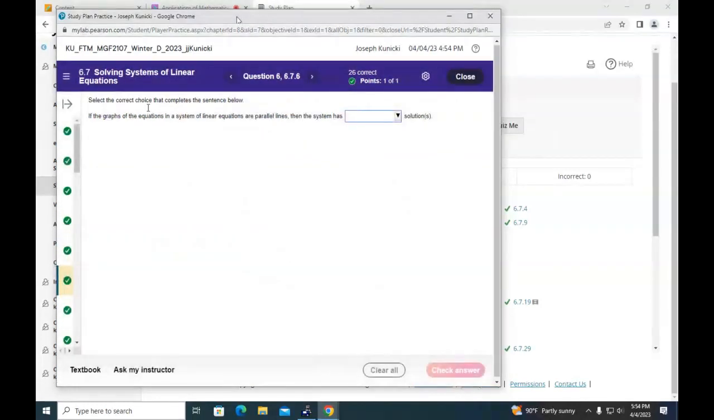These are all written down for you, so you can always look for them. If the graphs of the equations in a system of linear equations are parallel lines, then the system has no solution because they don't intersect. Right? They either intersect in one point because they cross, or they intersect everywhere because they're the same line, or they intersect nowhere because they're parallel. Those are the only three possibilities for lines.